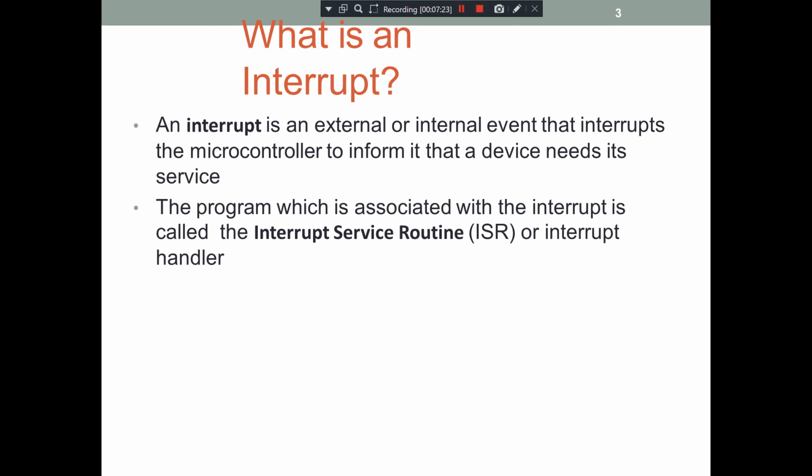That means in 8051 we can provide an interrupt with hardware as well as software. So the microcontroller is going to inform the device that needs its service. The program which is associated with the interrupt is called the interrupt service routine, in short form ISR, or interrupt handler.